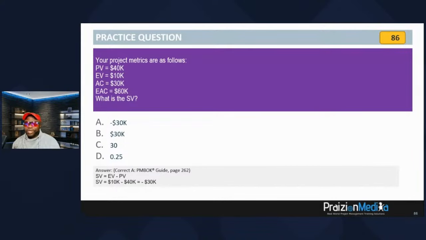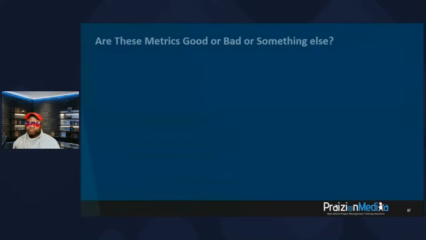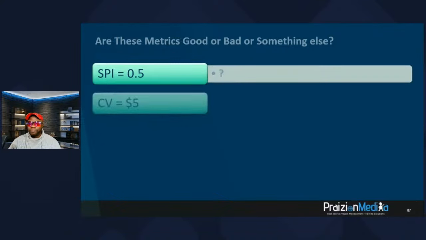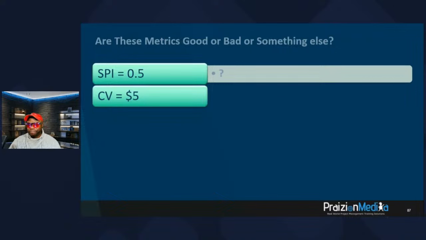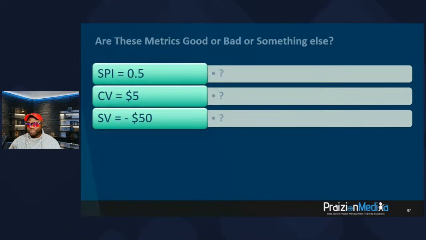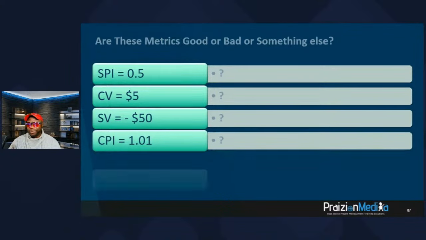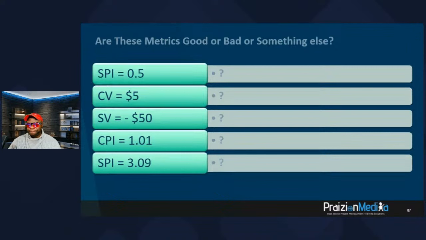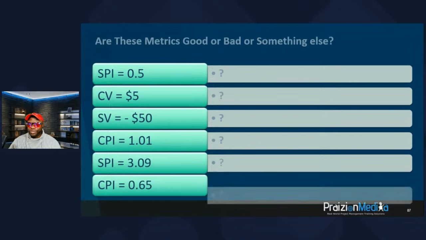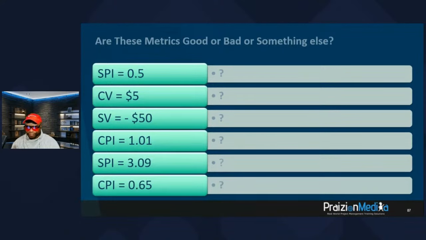Okay, let's take a look at some rapid fire. Are these metrics good, bad, or something else? SPI 0.5. CV, $5. SV, minus $50. CPI, 1.01. SPI, 3.09. And CPI, 0.65. Let's take a look at the answers.